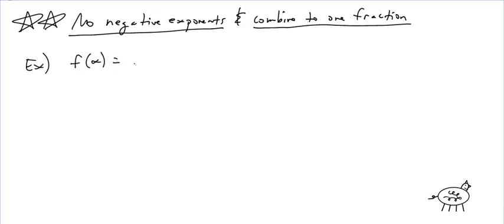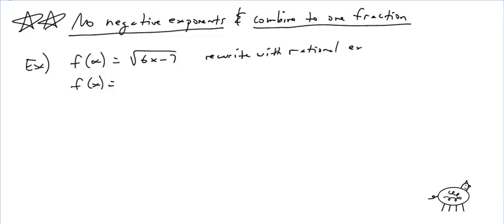F of x is equal to the square root of 6x minus 7. Now personally, if you're trying to work with radicals, that's kind of brutal. You guys want to make sure you deal with rational exponents. It just makes so much more sense. So I'm going to rewrite this with rational exponents. Okay, so I get 6x minus 7 to the 1/2 power. Much easier. So now we're going to do f prime of x.